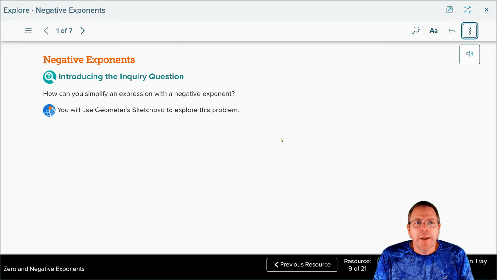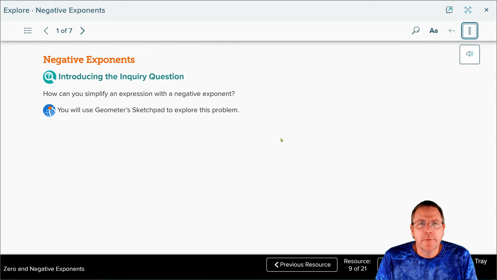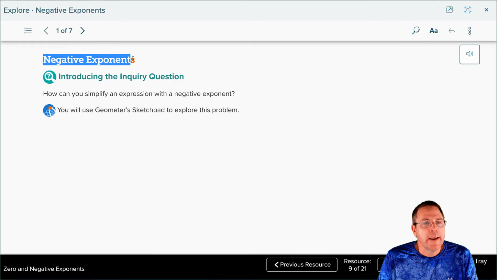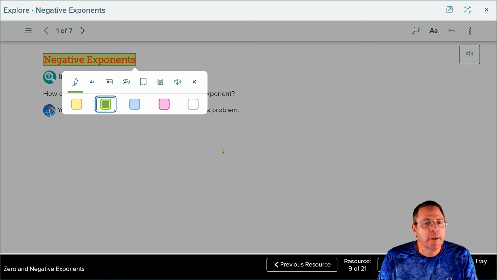And now that I've shown you how easy it is to find the answer to an exponent of 0, we're going to start exploring negative exponents. That is going to be the next thing here.